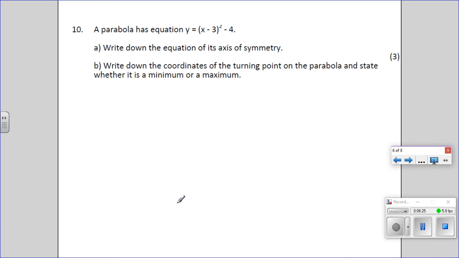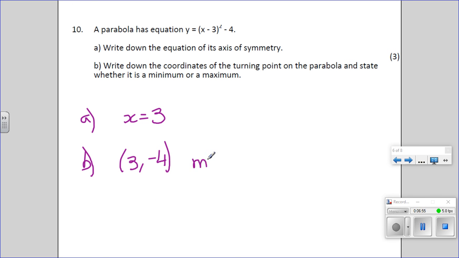Okay, so a parabola has equation y equals (x minus 3) all squared minus 4. Write down its axis of symmetry. Well, its axis of symmetry happens when this part is equal to 0, so it happens when x is equal to 3. And the coordinates of the turning point are going to be (3, negative 4), just taking the opposite of what's in here and what is written here. Okay, and then because this is a positive parabola, it means we're going to have a minimum turning point. Okay, and that's all we're doing there.